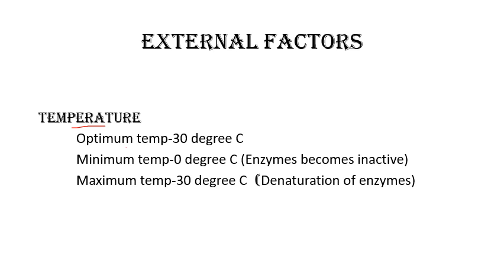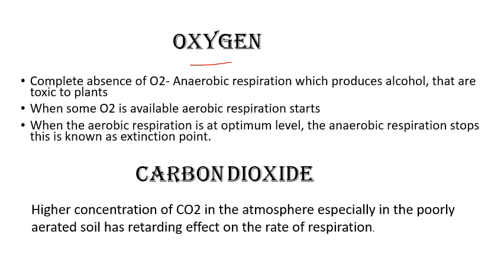The optimum temperature is 30 degrees Celsius, at which the rate of respiration is high. The minimum temperature is 0 degrees Celsius, at which the enzymes become inactive. So we keep fruits and vegetables in a cool place or a refrigerator. Above the maximum temperature, the respiration rate greatly decreases or even stops due to the denaturation of enzymes. Next one is oxygen.